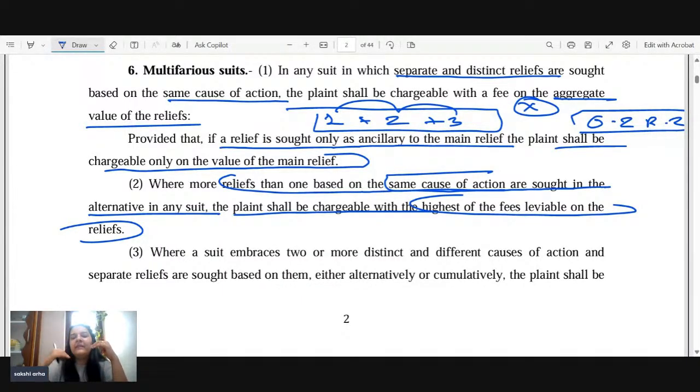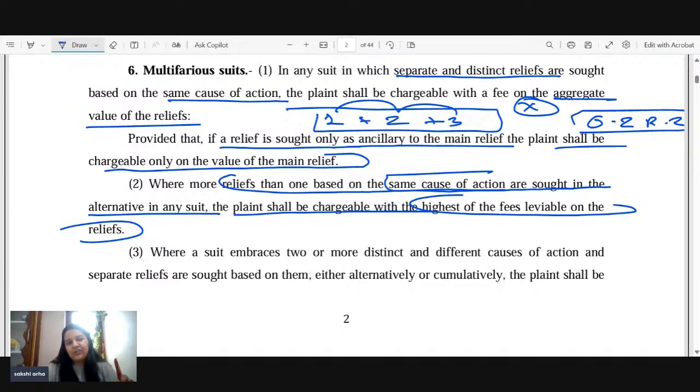Okay, alternative मतलब या तो ये या ये दे दो. Okay, या तो आप X दे दो या Y relief दे दो. उस केस में जिसकी फीस हाईएस्ट होगी, okay, the relief which is having highest fee, that will be given to the person. Okay, that shall be chargeable on the person. So just read this thing.